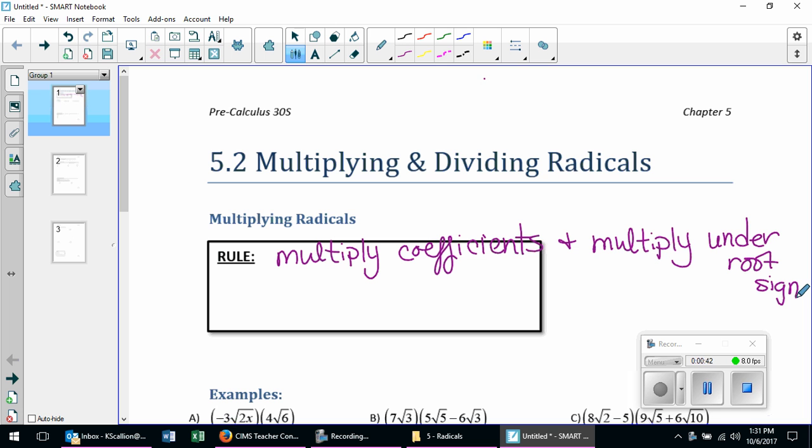I should put a star here and say indexes have to be the same. Indexes, do you think that looks right? Okay, all right, we'll go with that. Indexes must be the same.